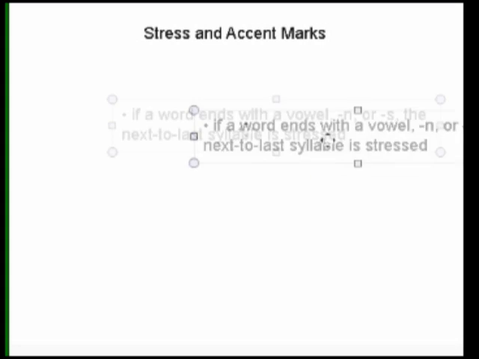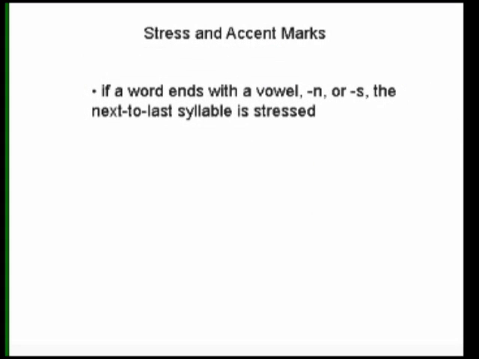To understand stress and accent marks in Spanish, you have to understand how to divide words into syllables, so hopefully you've mastered that before you're moving on to this. There are 3 rules in Spanish for determining which syllable of a word gets the stress or the emphasis. The first rule is that if a word ends with a vowel, an N, or an S, the next to last syllable is stressed.